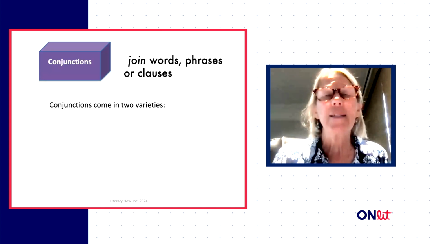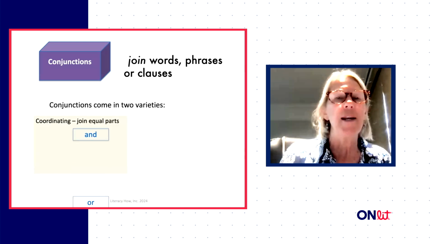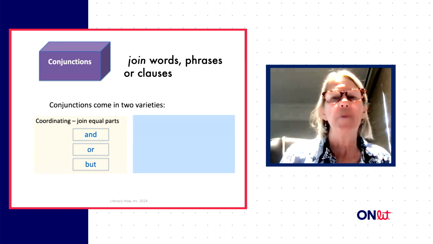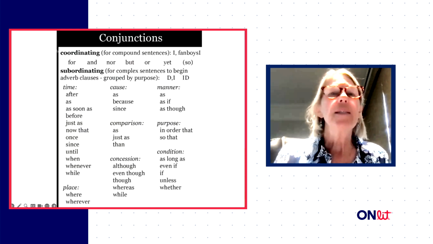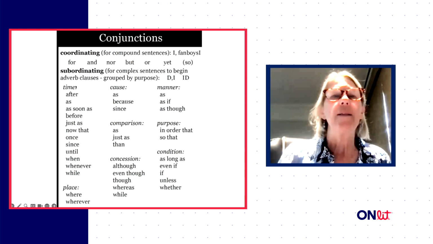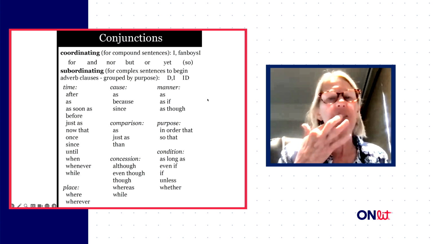The third class of meaning links are conjunctions. Conjunctions come in two varieties. They can be coordinating, or they can be subordinating, where they're joining unequal parts. And here's a list of conjunctions, right? The coordinating conjunctions, the FANBOYS, and the subordinating conjunctions. And this is just a short list.